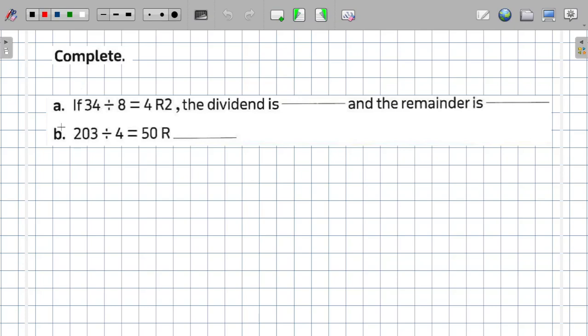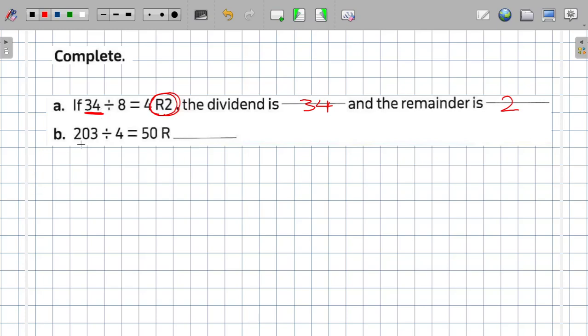Next, I have two questions like this. The first one says if 34 divided by 8 equals 4 remainder 2, what is the dividend and what is the remainder? The dividend is always the first number here, so I can say that the dividend is 34. And the remainder here is the number next to the letter R. So I have here R2, so the remainder is 2.